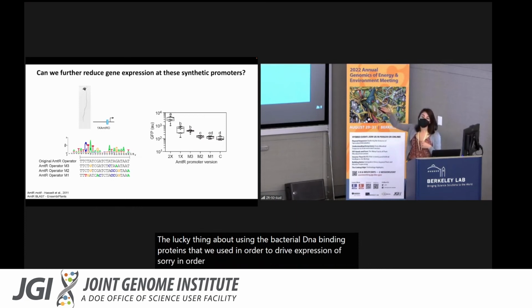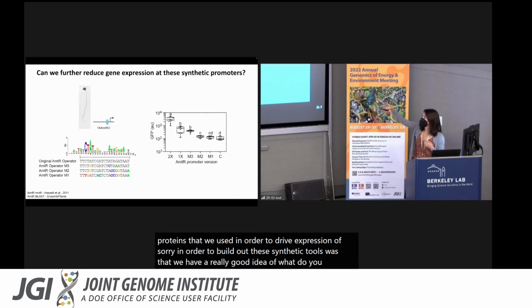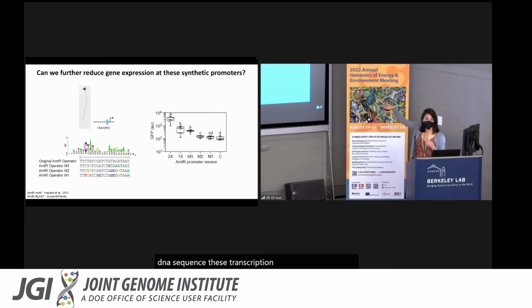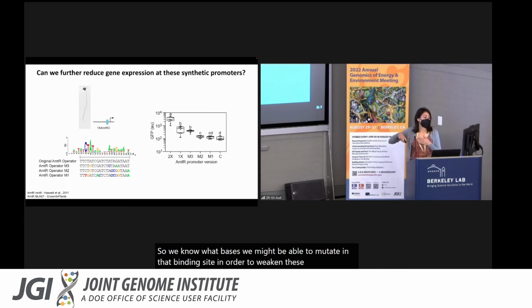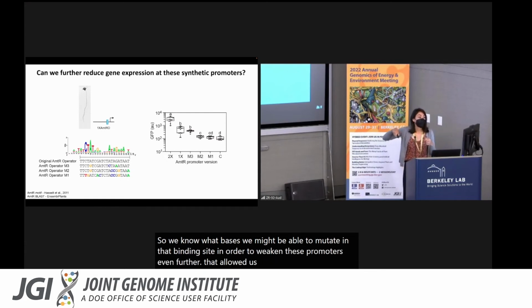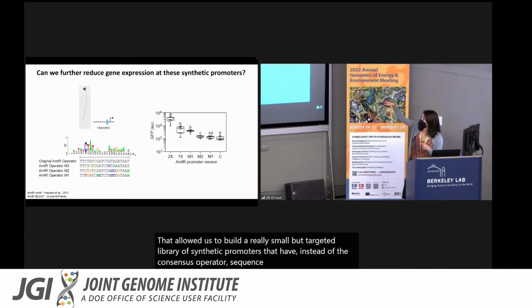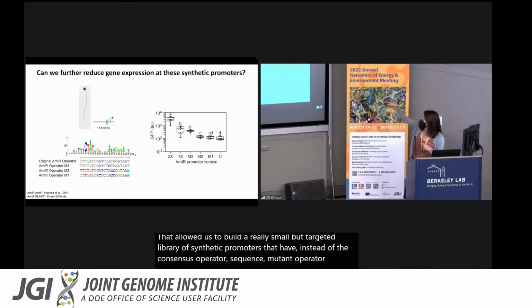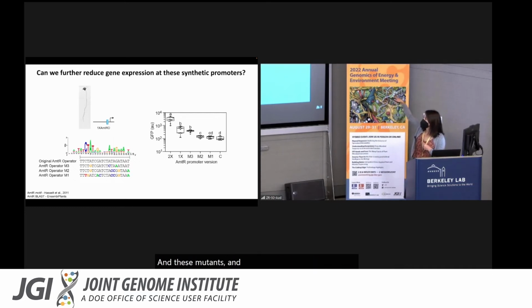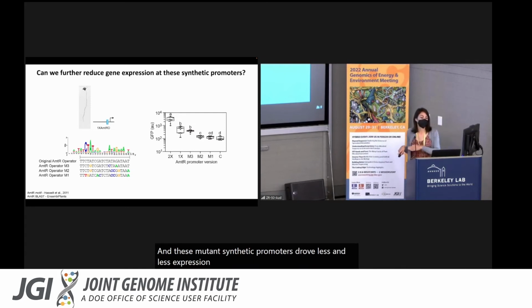The lucky thing about using the bacterial DNA binding proteins that we used to build out these synthetic tools was that we have a really good idea of what DNA sequence these transcription factors like to bind to. So we know what bases we might be able to mutate in that binding site in order to weaken these promoters even further. That allowed us to build a really small but targeted library of synthetic promoters that have, instead of the consensus operator sequence, mutant operator sequences.